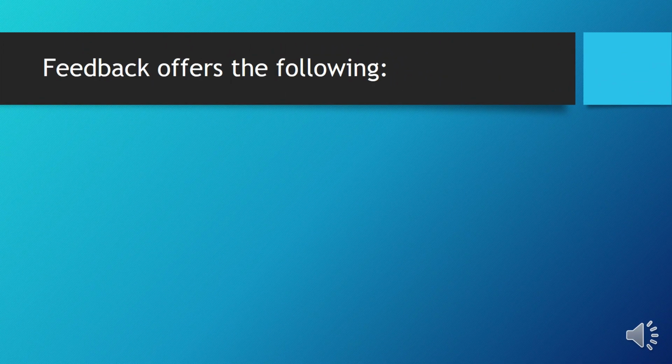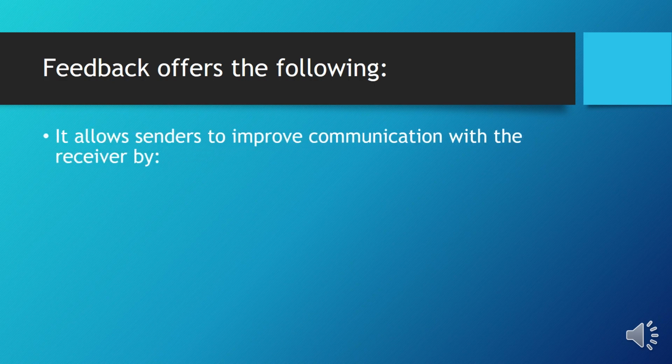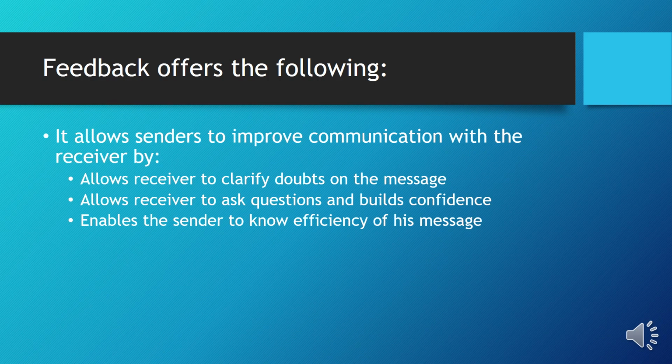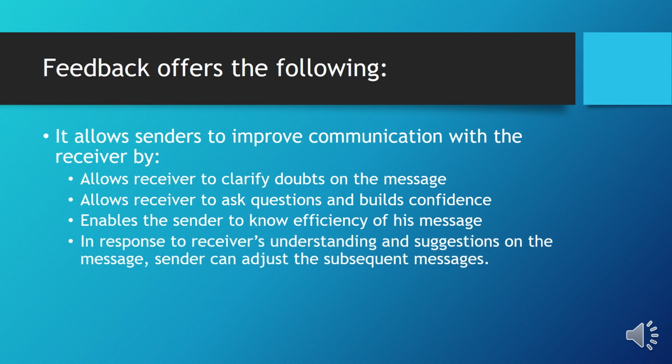So since we were talking about feedback, here are the important elements of feedback. All right? It allows senders to improve communication with the receiver by allowing the receiver to clarify doubts and ask questions. It enables the sender to know the efficiency of his message, and in response to the receiver's understanding and suggestions on the message, the sender can eventually adjust the subsequent message.